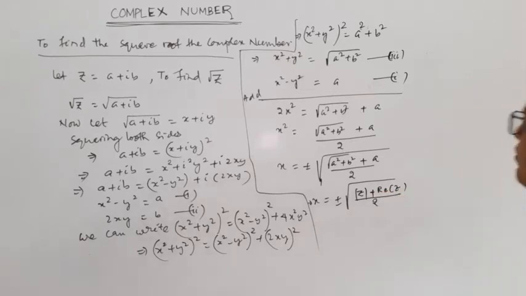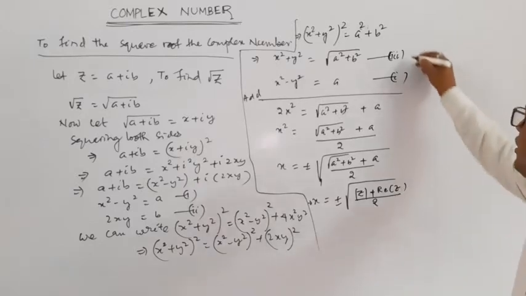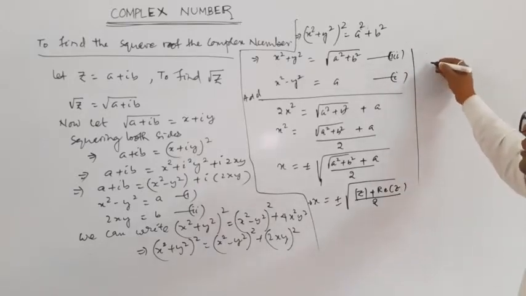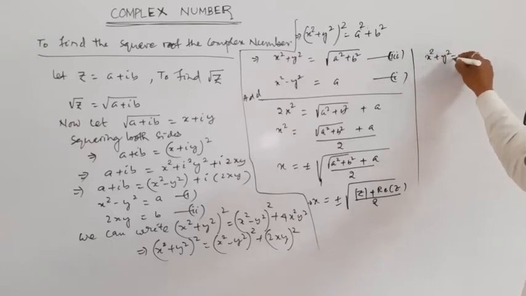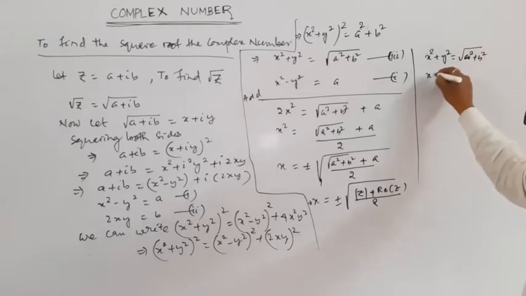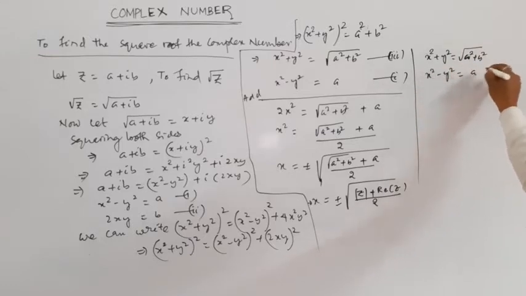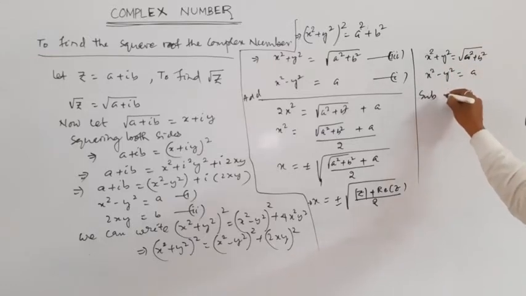Now subtracting this from this: x² + y² is equal to the square root of a² + b², and x² − y² is equal to a, subtracting.